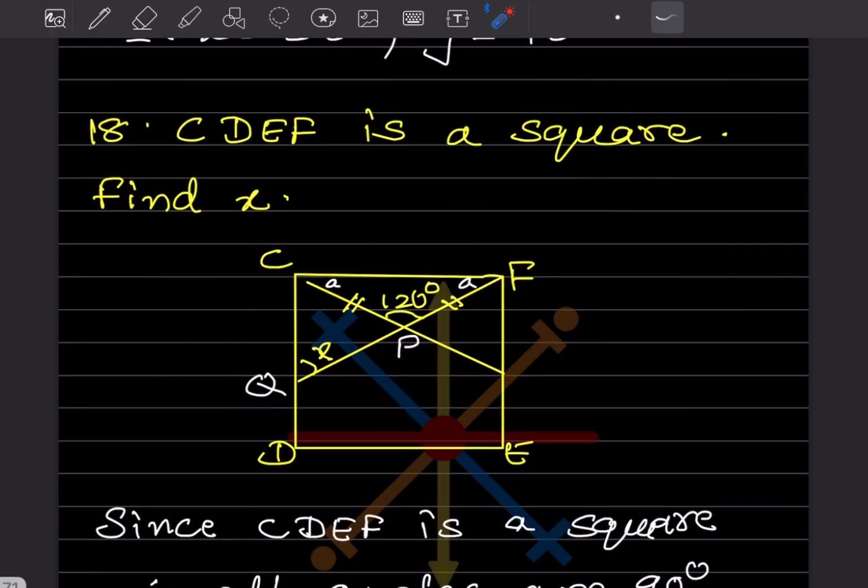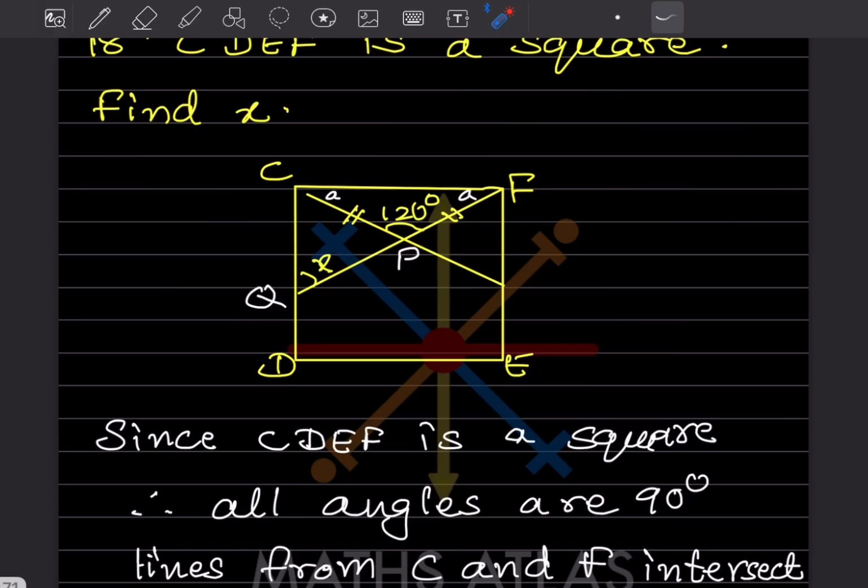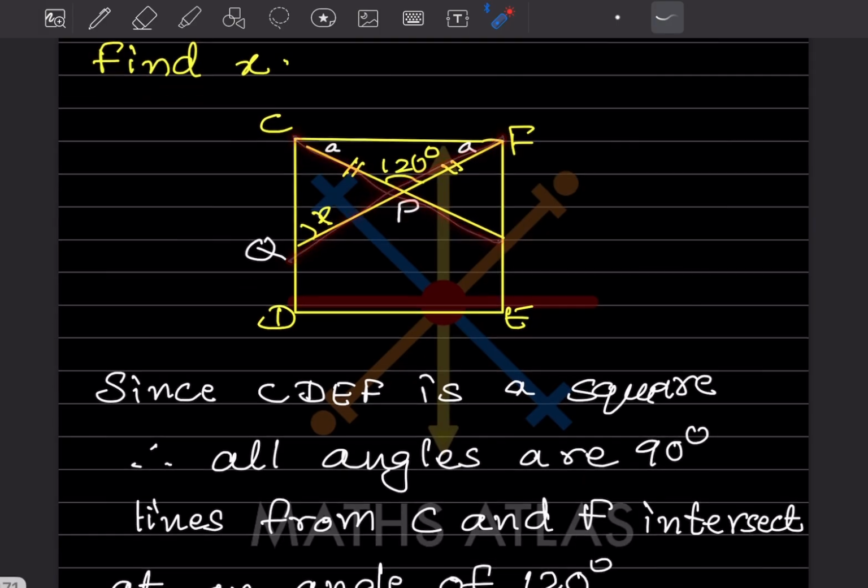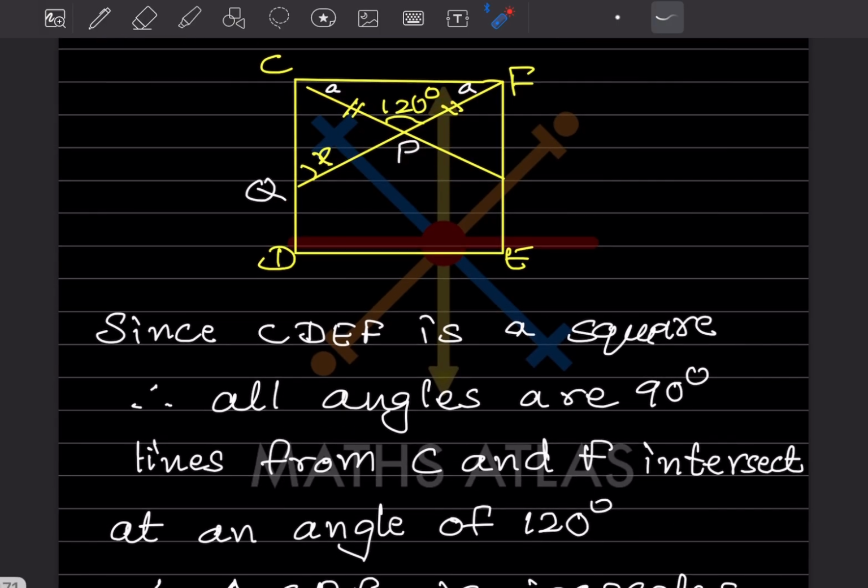Now here CDEF is a square and you have to find out x. CDEF is a square, so all angles are 90 degrees. The lines from C and F, and from here this line, intersect here, which is an angle of 120 degrees.